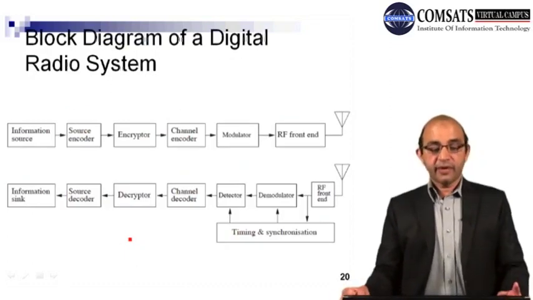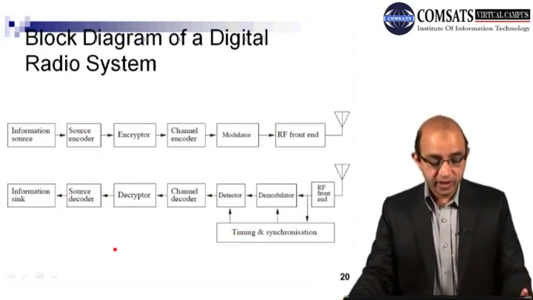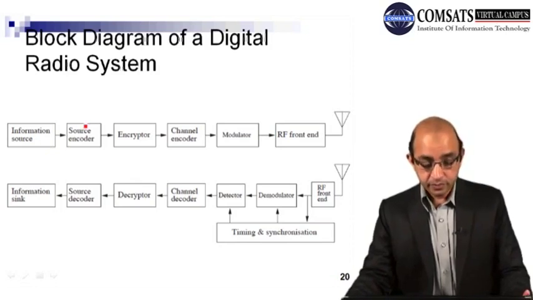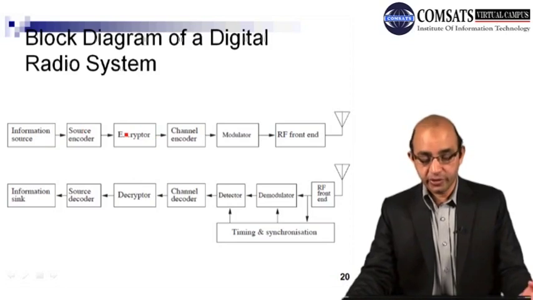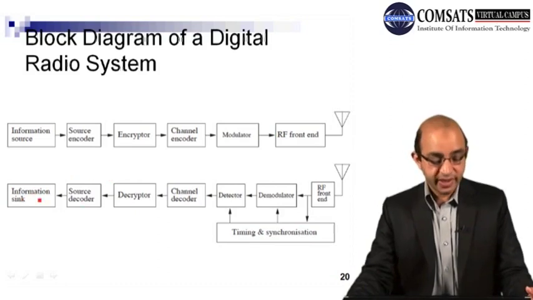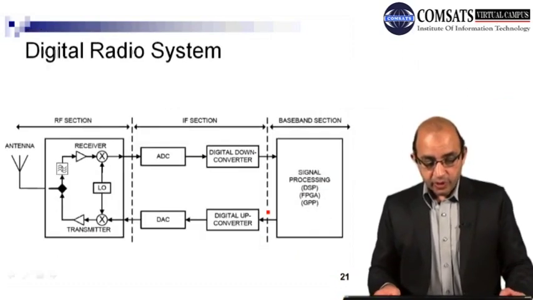So let's have the block diagram of a digital radio system. So we have the information source, and this is the source encoder, encryption if we want security, channel encoder, modulator, and this is the RF front end. And those functions have to be performed in reverse order: demodulator, detector, channel decoder, decryptor, source decoder, and this is the information sink. And here we have the block diagram, right?